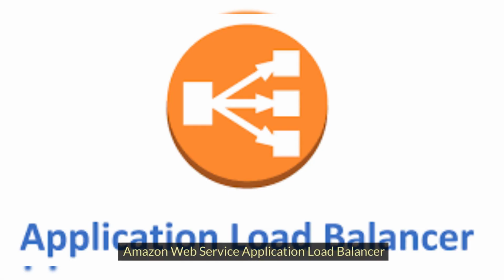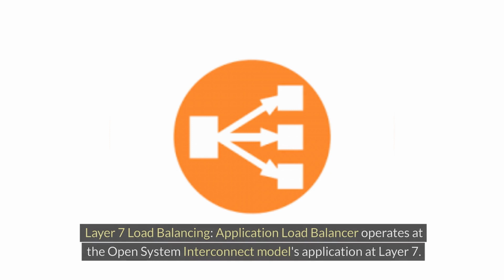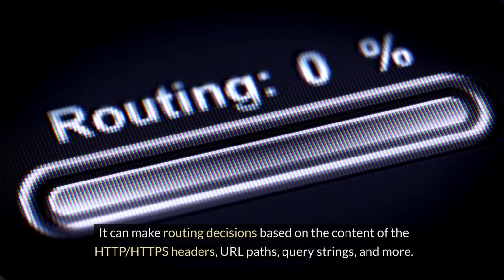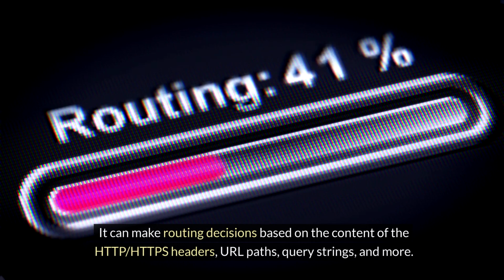Amazon Web Service Application Load Balancer. Layer 7 Load Balancing. Application Load Balancer operates at the Open System Interconnect model's application layer, Layer 7. It can make routing decisions based on the content of the HTTP/HTTPS headers, URL paths, query strings, and more.